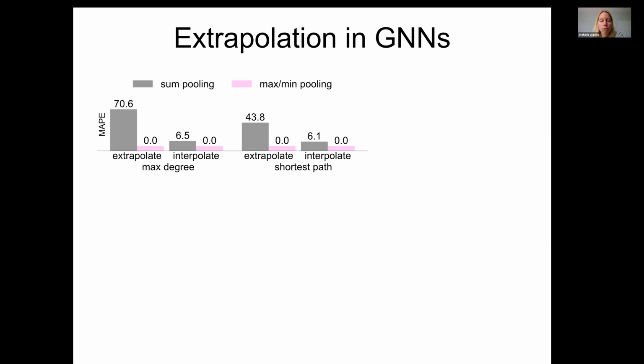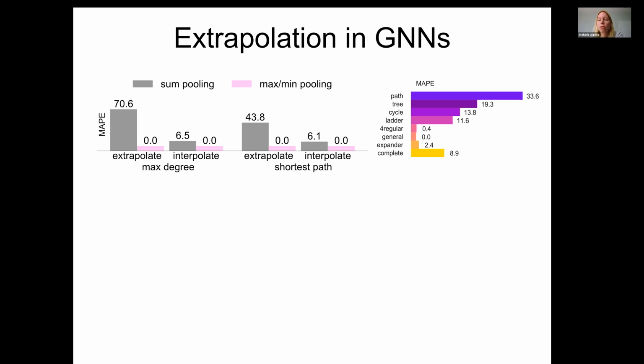The aggregation function is one factor that affects your extrapolation. Another factor is the distribution of graphs in the training data, because you still need enough information in the training data about the diversity of structure and degree in the graphs to help you extrapolate to different graph structures. This plot shows different cases where the training data set was, for example, just path graphs, just tree graphs, etc., and you try to extrapolate to general graphs. You see there's a big difference in the extrapolation performance between these different graphs.